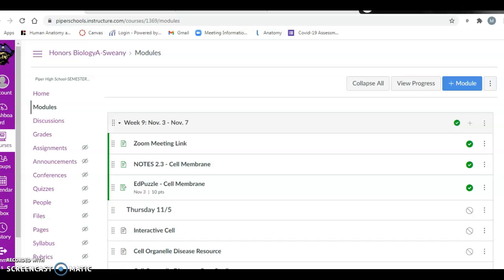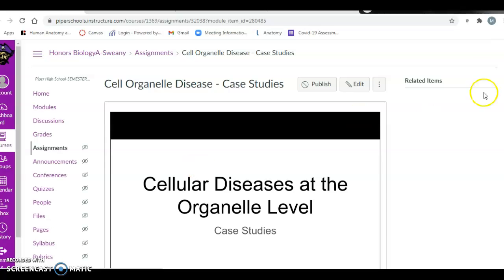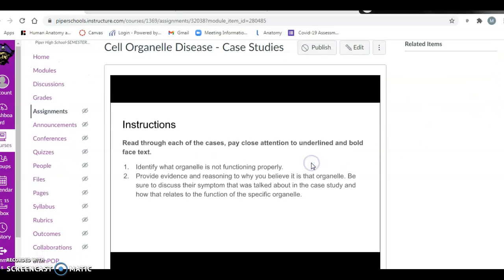the case studies, you have 5 case studies. And for each one, you need to identify the organelle that is not functioning properly. You do not need to identify the disease. I don't expect you to know the diseases that well, so just identify the organelle that does not function properly, and then give me the evidence. So if it's a lysosomal disorder, you're going to tell me exactly what those lysosomes aren't breaking down. If it's a ribosomal disorder, you know that it's the proteins that aren't being formed.